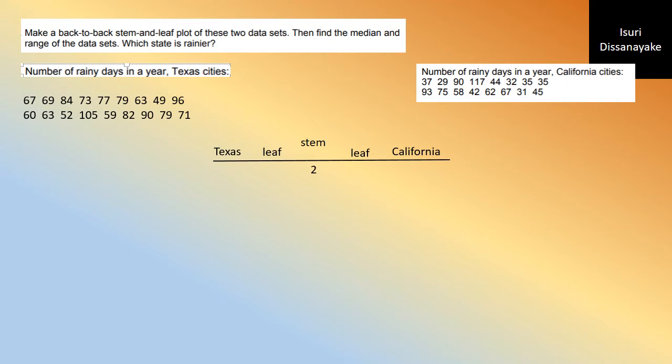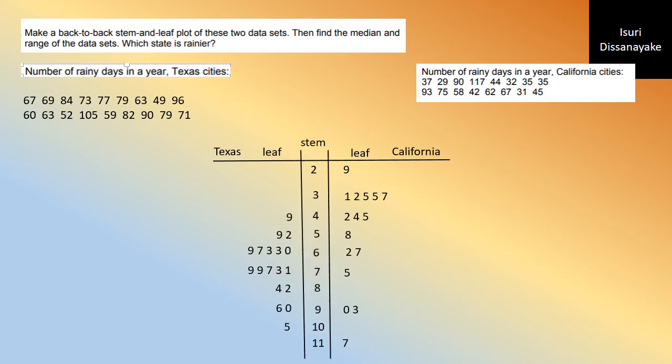If I pick all the data points in all the cities, the minimum value begins with 20s and it goes till 170. As I have explained, stem contains all the digits, whereas leaf contains only one digit. For the California cities, I will fill the right of the diagram first. The least value is 29, and then it goes for 31, 32, 35, 35, 37. And you can see 42, 44, 45.